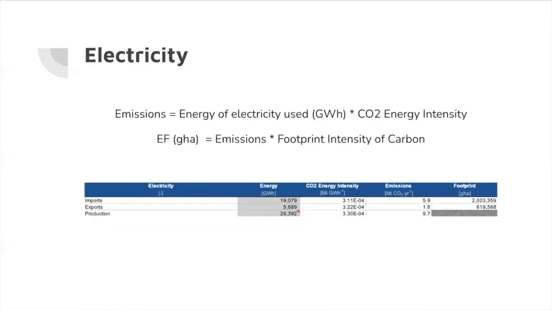This is another section, carbon electricity. It is calculated as the product of emissions and the footprint intensity of carbon. Emissions is calculated as the product of the energy of electricity used and a regional electricity carbon intensity factor.